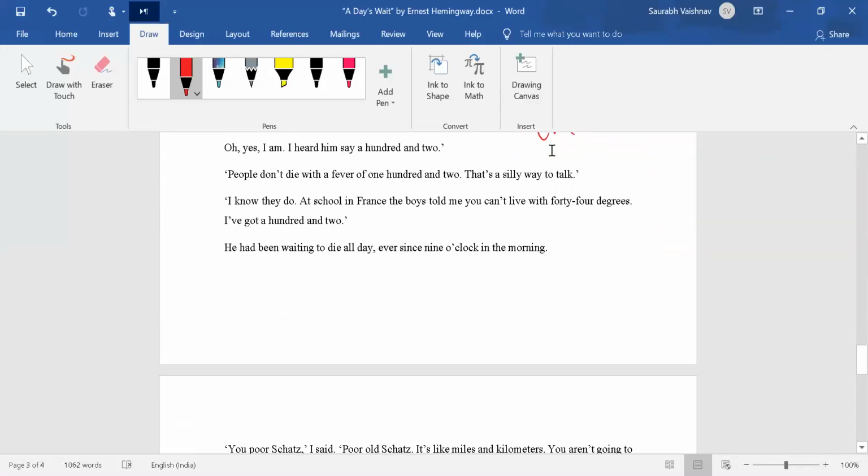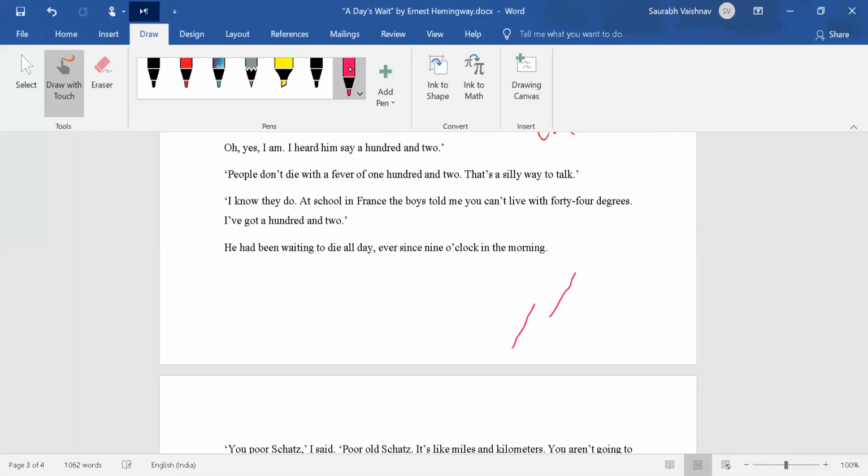So the father said that, Shaz, no one dies with a fever of 102. Why are you thinking about it? It's a silly way to talk. "I know they do." What did Shaz say? "Yes, father, I know that people die at 102. At school in France, the boys told me you cannot live with 44 degrees.